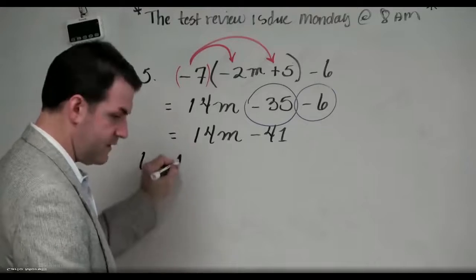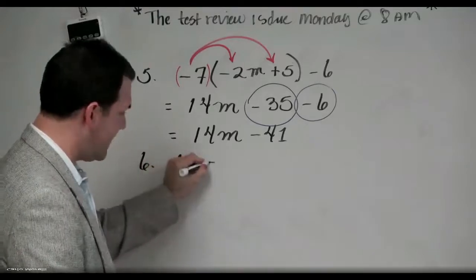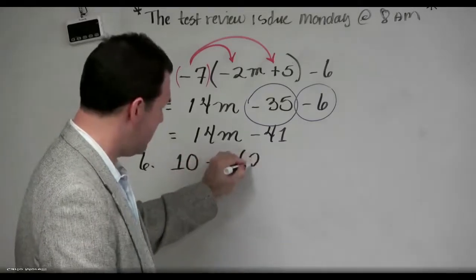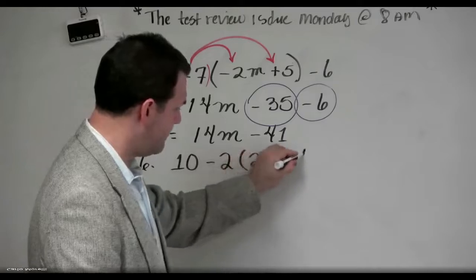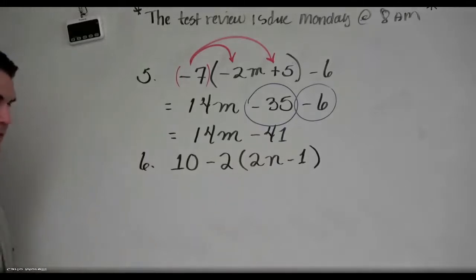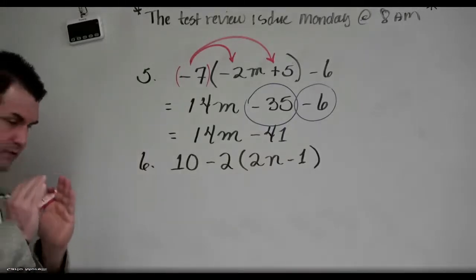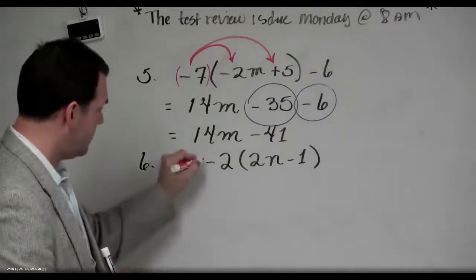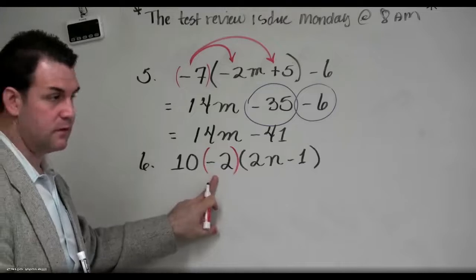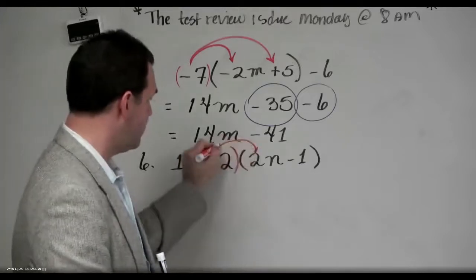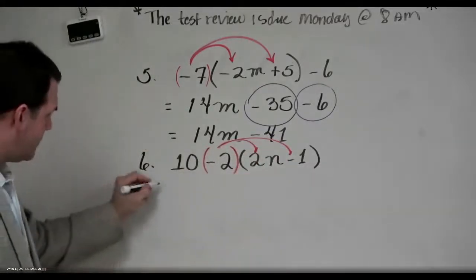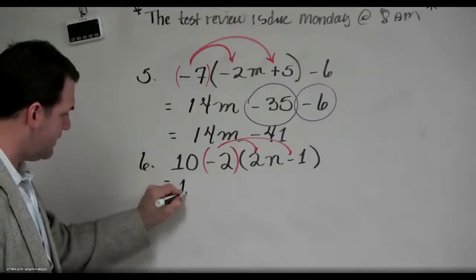Number 6 says 10 minus 2, open parentheses, 2n minus 1. This is where the parentheses around what you're going to distribute becomes crucial. So you're going to distribute the negative 2. We're going to distribute negative 2. So the 10 just gets written like this, equals 10.